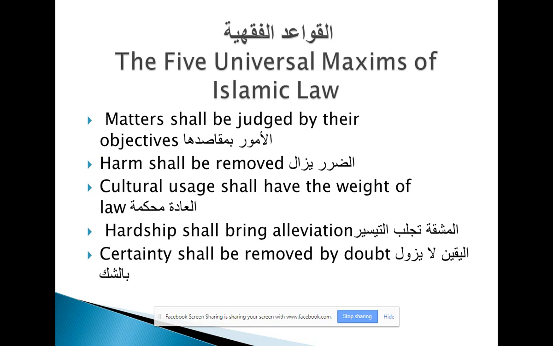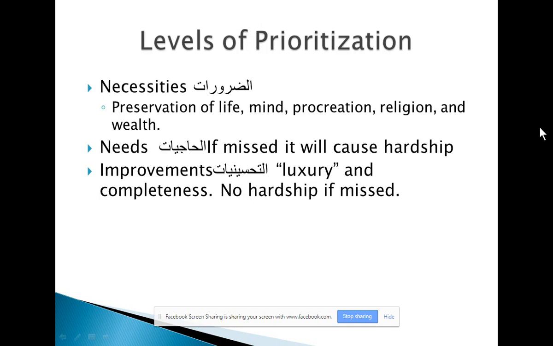When we say levels of prioritization, this is very important to mention that in Islam there's darurat, necessities, and there's the hajiyat. Darurat would be the five, the preservation of the deen, the nafs, the aql, the ird, the mal, that we mentioned right here in the beginning. The needs, if missed, will cause hardship. And the improvements, التحسينيات, luxury and completeness, no hardships if missed. So we'll talk about that later on, inshallah.